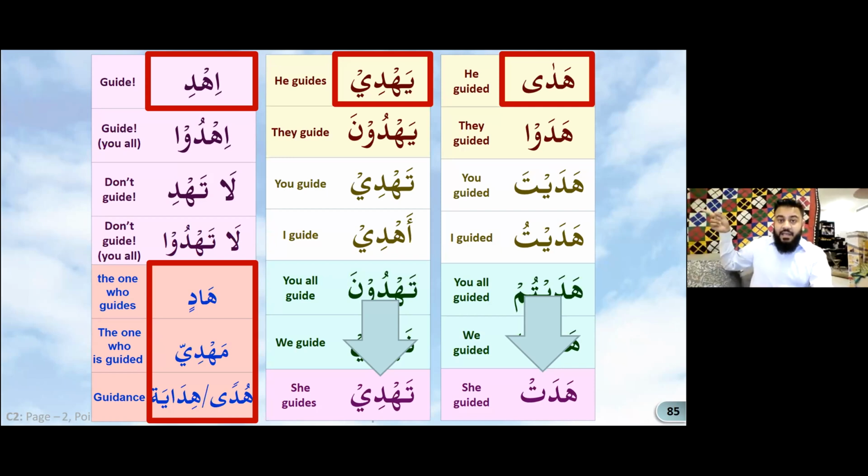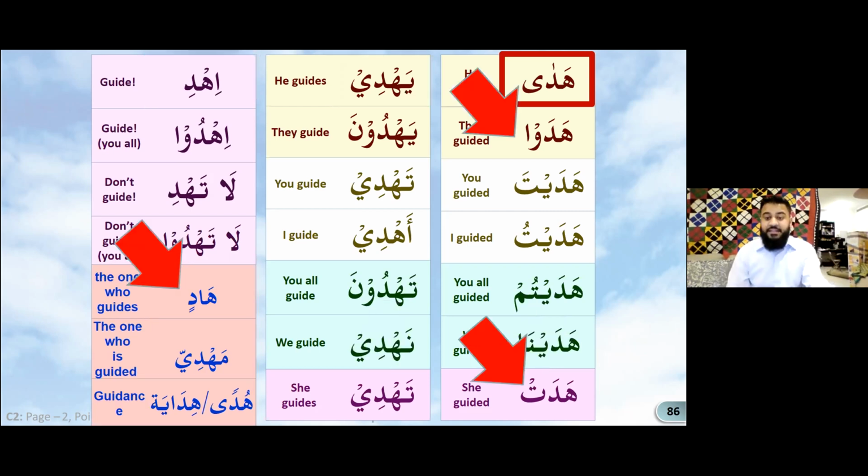We have in the mudari form yahdi, he guides. And remember we said a quick cheat sheet for your mudari form in the middle is the word that says you do anything, or you guide in this case. Tahdi is the same as she guides. You guide tahdi, she guides tahdi. So those are the feminine forms that we added in here.